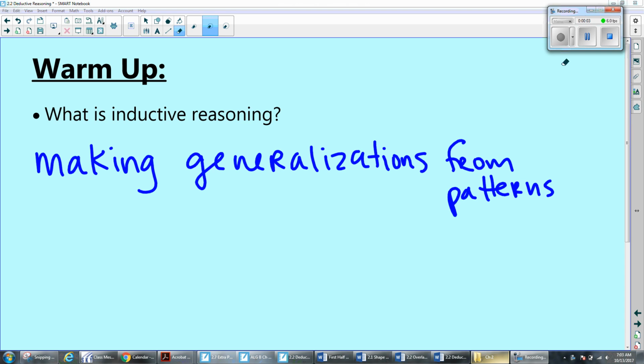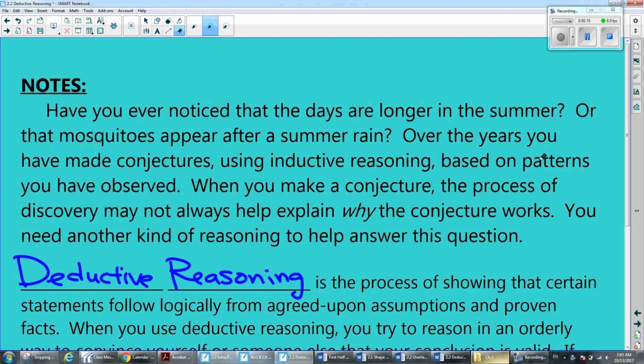Okay, so yesterday we talked about inductive reasoning. That's just making generalizations from patterns. You can't really determine why it's true. You're just kind of following a pattern. So have you ever noticed that the days are longer in the summer, or that mosquitoes appear after a summer rain? Over the years, you have made these conjectures using inductive reasoning based on patterns you have observed.